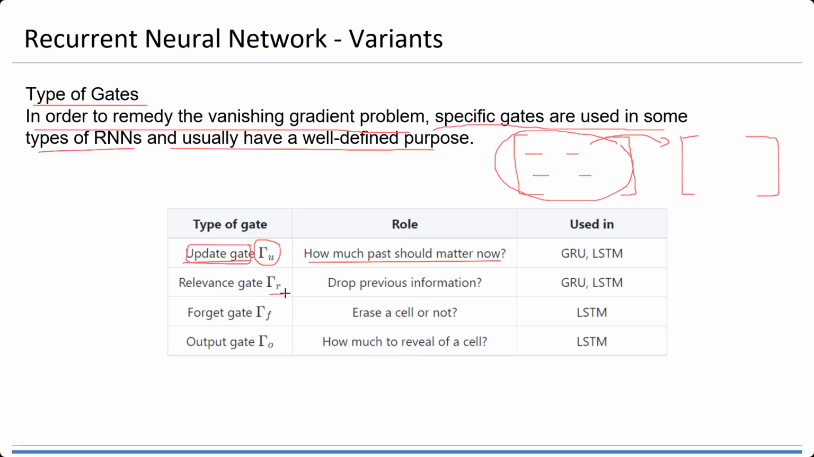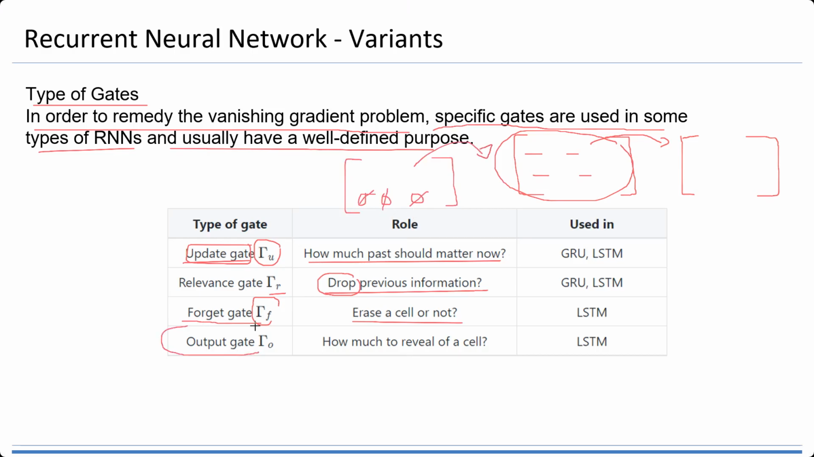There is also another gate, the relevance gate. If some values are not good, we can drop or remove it. For the forget gate, erase a cell or not. So for example, in the real case, if the weight is zero, it's already zero, then you can drop it, because maybe this is not that important for the next step.